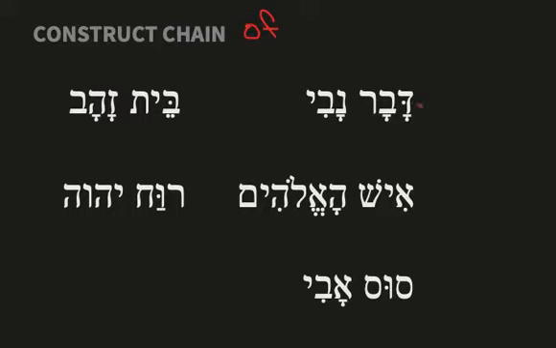So, in this example, devar navi would literally be two nouns sitting next to each other, "word" and "prophet," a word and a prophet. When nouns sit side by side like this, we say that they are forming a construct chain. And it is the first noun that is in the construct state and the final noun that is in the absolute state.